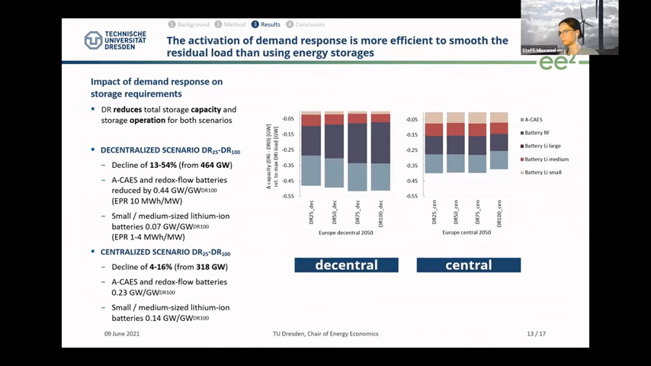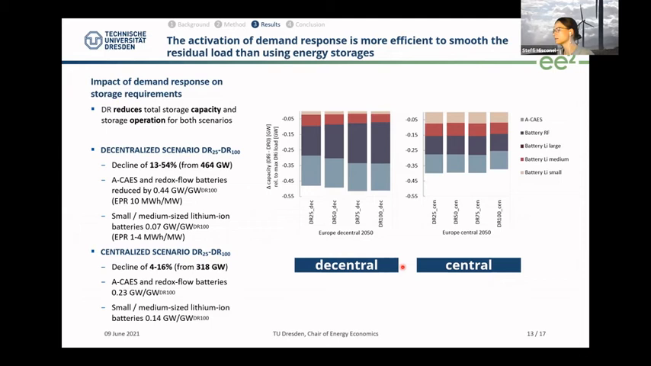Now the impact of demand response on storage requirements. In this slide, the direct competition between load shifting demand response application and electricity storages is illustrated. So we considered compressed air energy storages, as well as different kinds of batteries, so redox flow batteries, and then different kinds of lithium ion batteries with different energy power ratios. And from a decentralized and centralized system perspective, it is in both scenarios more cost efficient to activate demand response instead of storages due to the advantage regarding lower investment costs and higher efficiency of demand response.